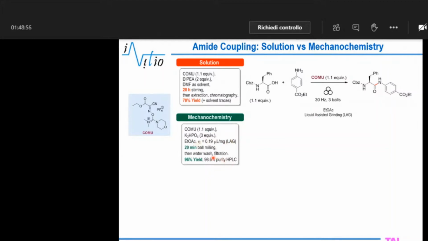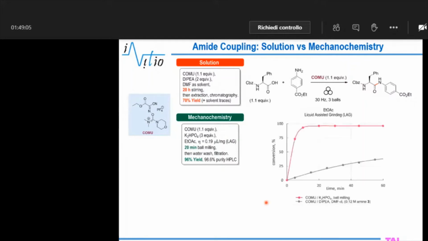And what do you have? You just need to mill it for 20 minutes, and that's it. The reaction is done. So it's much more rapid than in solution. For 70% conversion, the same conversion as in solution, you need less than 5 minutes. So it's more than 200 times acceleration.